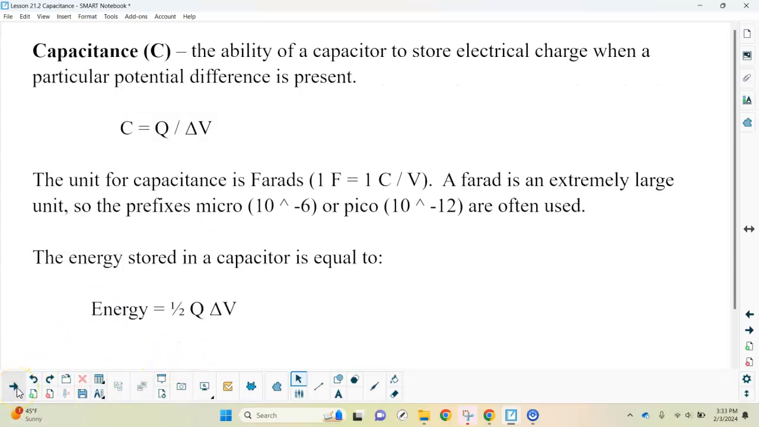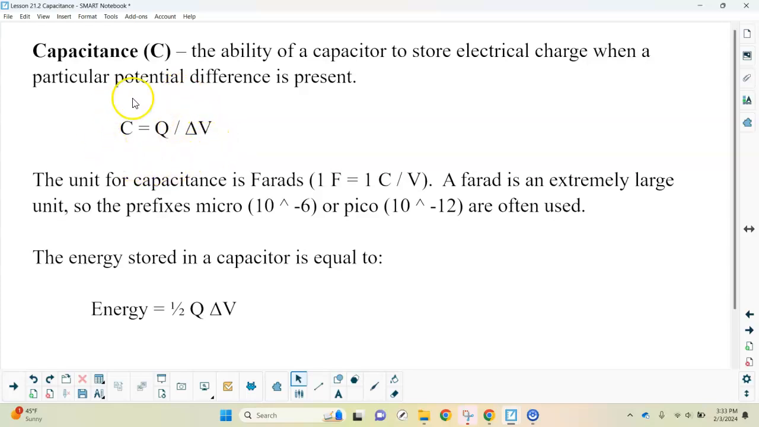Capacitors are the items, but they have capacitance, which is the ability of a capacitor to store electrical charge when a particular potential difference is present. The symbol C stands for capacitance, Q is charge, just like we knew from previous lessons, and triangle V is potential difference, or generally what I call voltage. So it's just your charge per voltage.